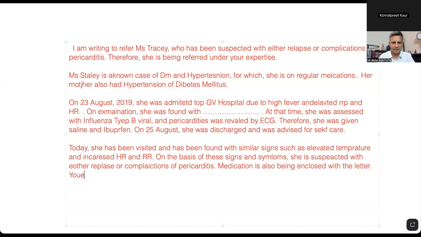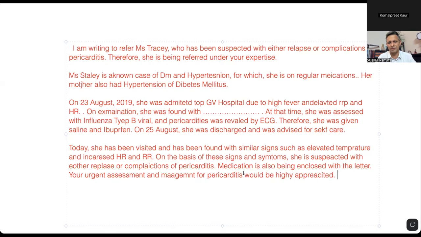Your urgent assessment and management for pericarditis would be highly appreciated. The word "urgent" is very important. Even if sometimes you feel like it's not suiting, that would be highly appreciated.